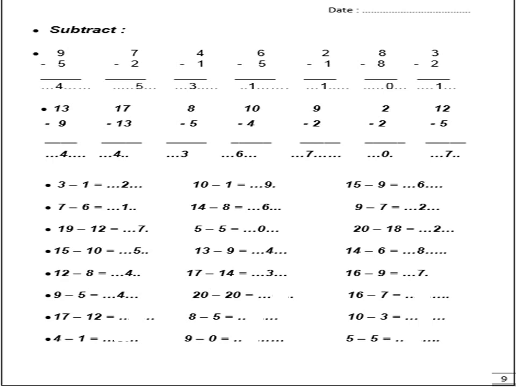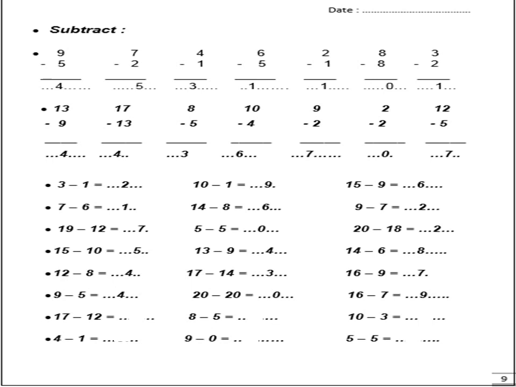20 minus 20, of course it will be 0. 16 minus 7, we count from 7 until we reach 16. After 7, 8, 9, 10, 11, 12, 13, 14, 15, 16. So it will be 9.